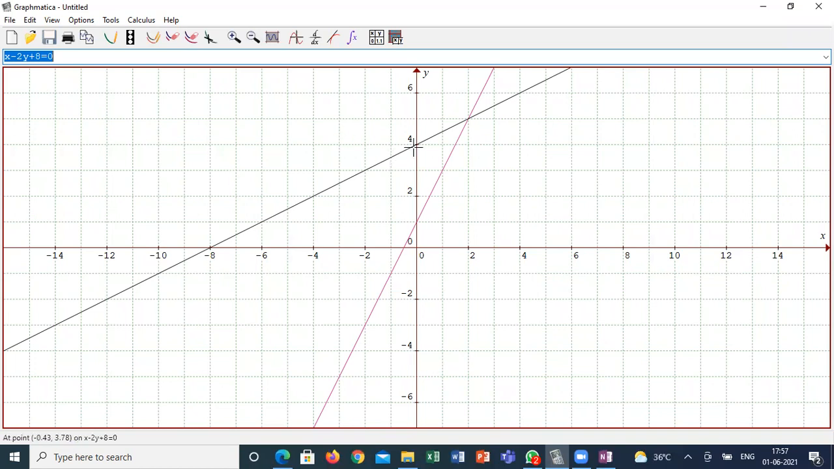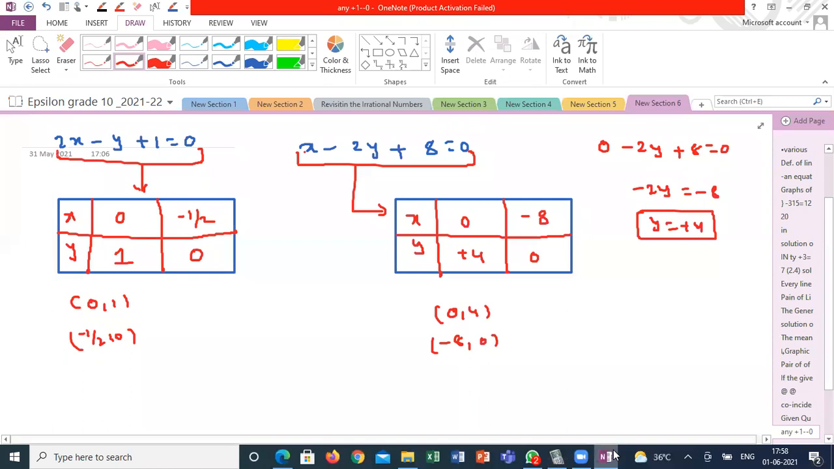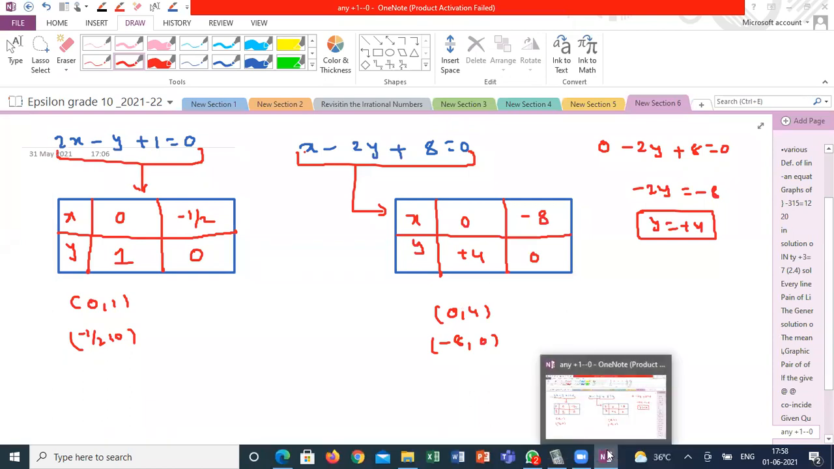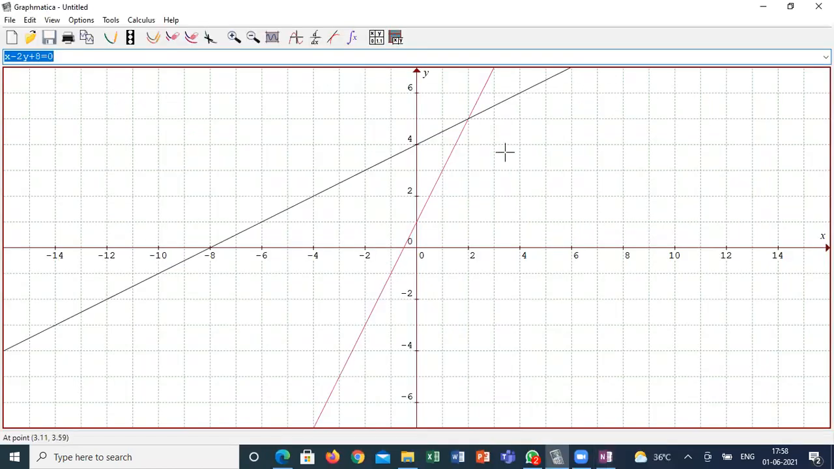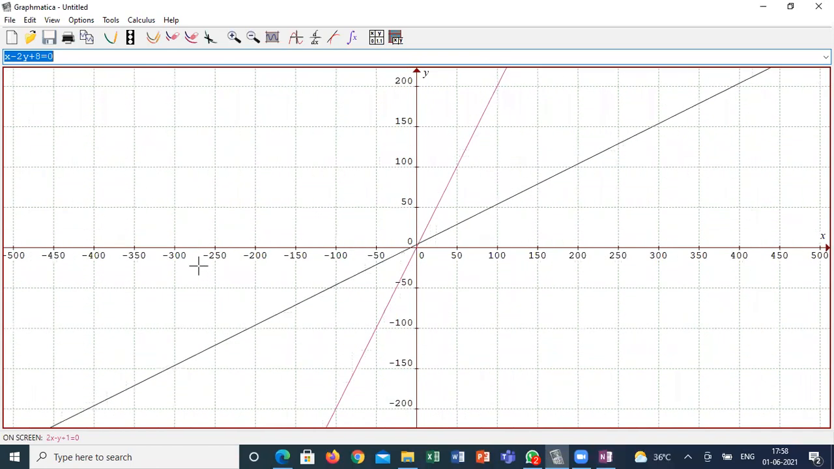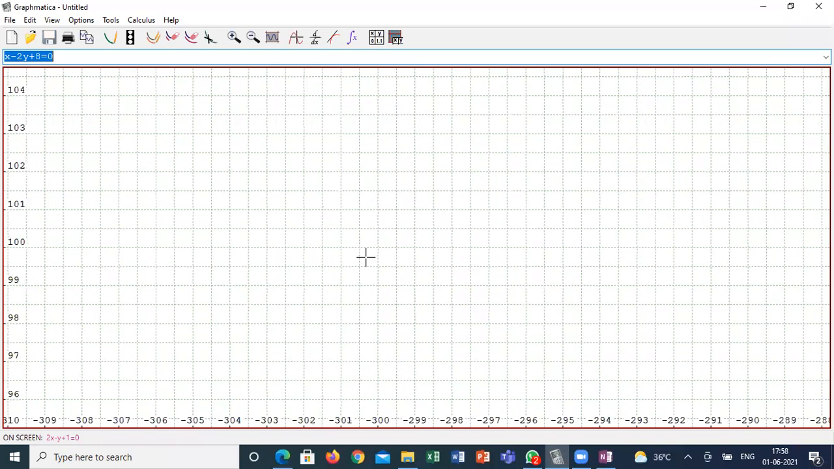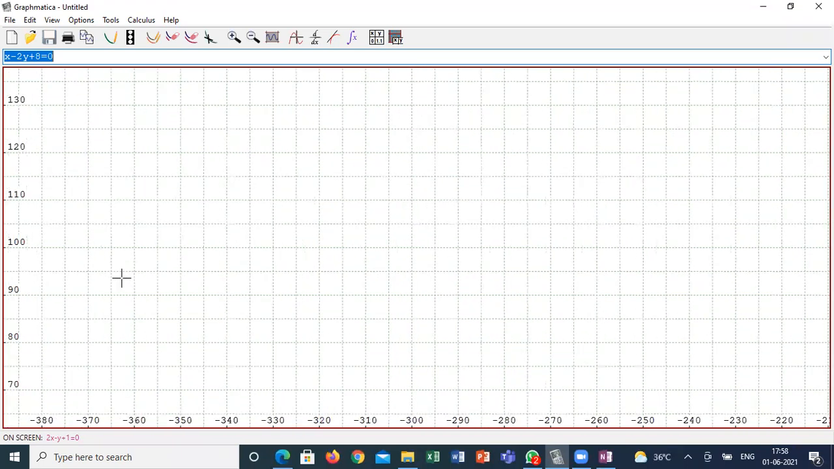See, 0 comma 4 is this coordinate, and minus 8 comma 0 is another coordinate. Are they the same coordinates you got? Yes, 0 comma 4 and minus 8 comma 0. Now both are intersecting at what point? Even if I zoom out, I will get only one intersection. See, I am taking up to minus 500 and plus 500 in all directions. It shows only one point of intersection, even when zooming out.